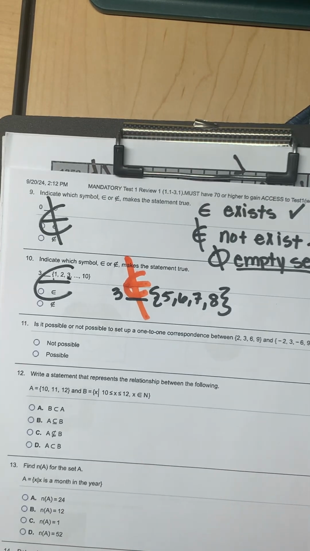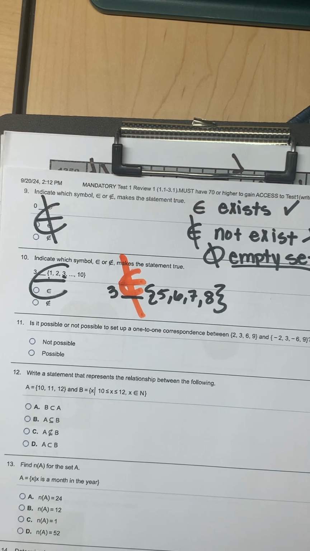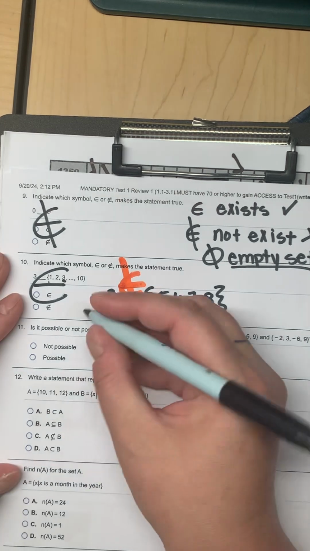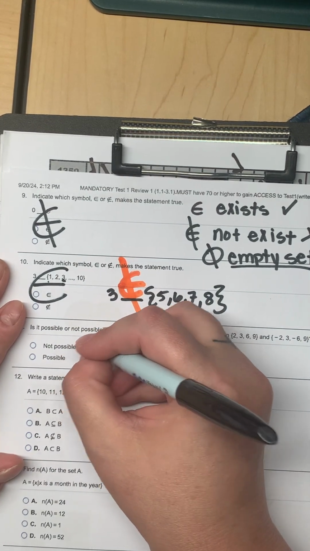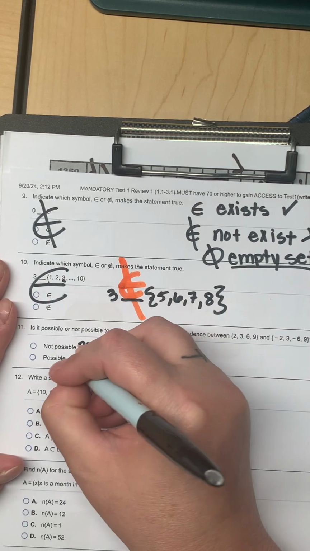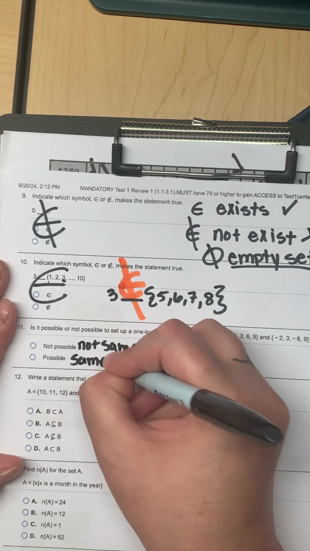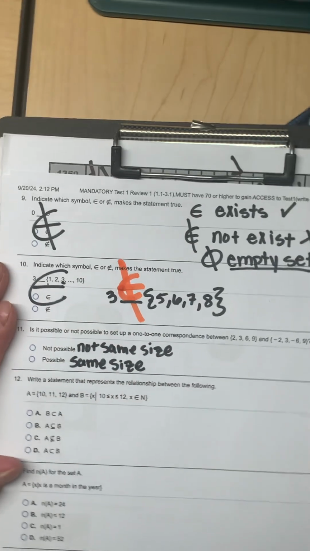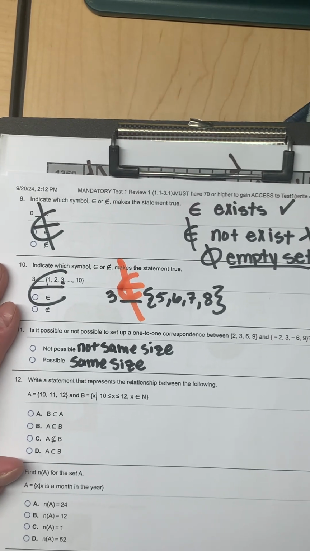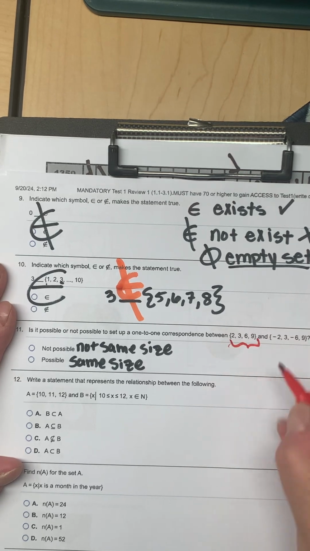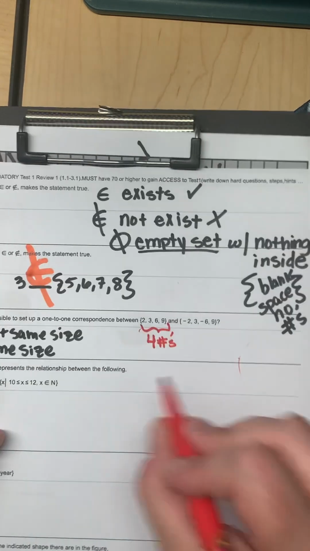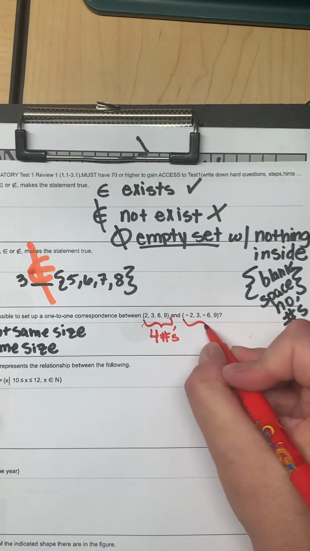Okay, number 11. It says, is it possible or not possible to set up a one-to-one correspondence between this and that? Okay, not possible means they're not the same size. Possible means they are the same size. So let's count the sizes of these things. Let's look at that. 2, 3, 6, 9. How many numbers are inside there? 4 numbers. Okay. So it's kind of like its size is 4. He's a size 4. He's small.